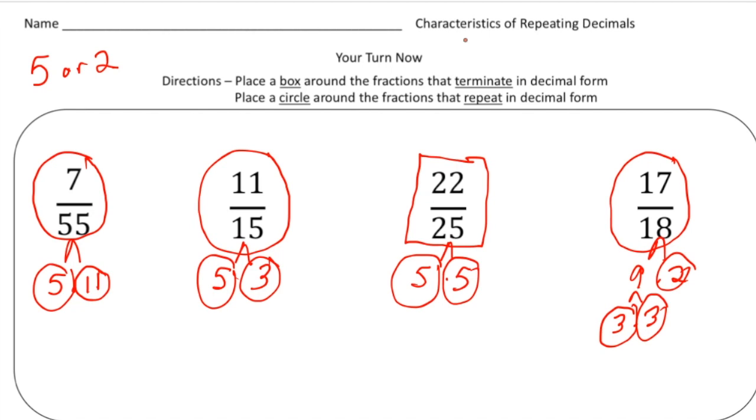But there's one huge rule you have to remember before you do this. You must make sure that the fractions are reduced. Please write this down: fractions must be reduced or simplified before you test the denominators. All right, how'd you do?